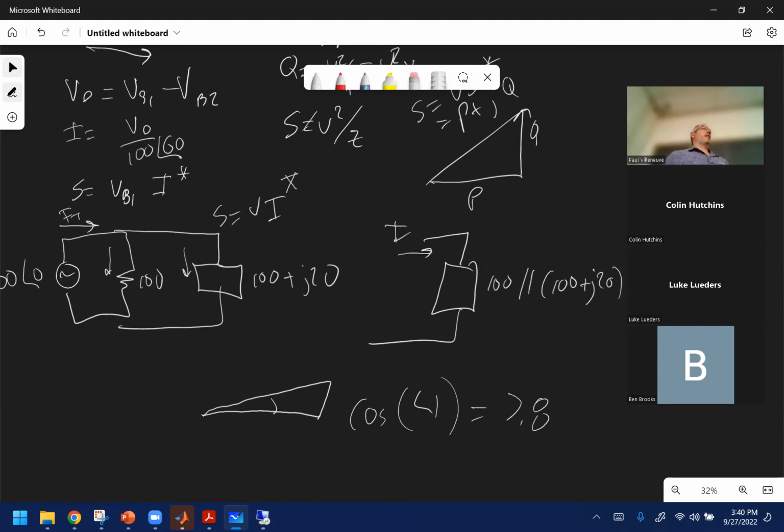So you didn't need to put a capacitor there. It was already better than 0.8 lagging. A lot of you still tried to put a capacitor in there to get it to 0.8. But then it was no longer lagging, it was leading. And that's just as bad as a lagging power factor, because again, that's going to increase the magnitude of the current, and the utility is going to charge for that.